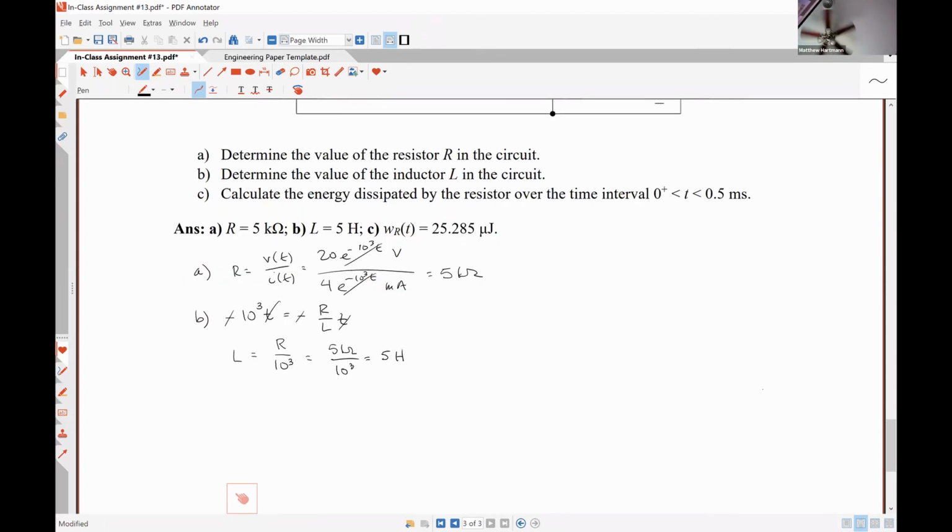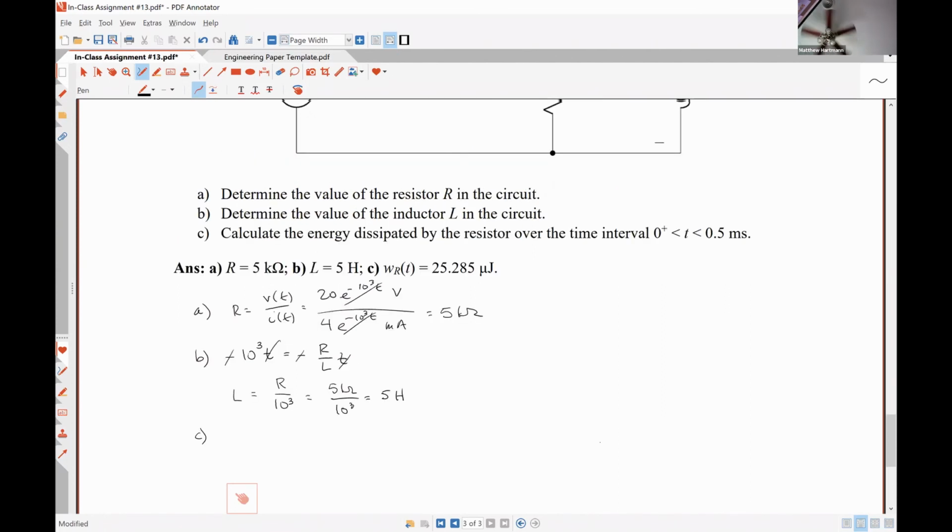Part C asks me to calculate the energy dissipated by the resistor over the time interval from t is equal to 0 plus out to t is equal to 0.5 milliseconds. So, does anybody have any suggestions on how we might accomplish this?